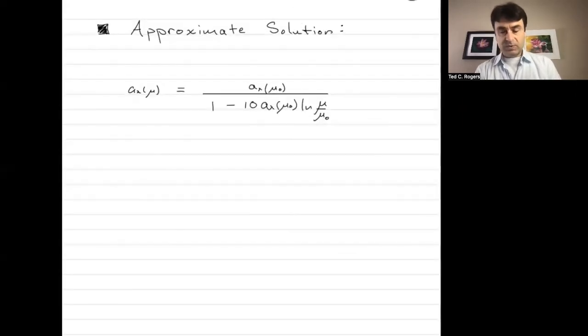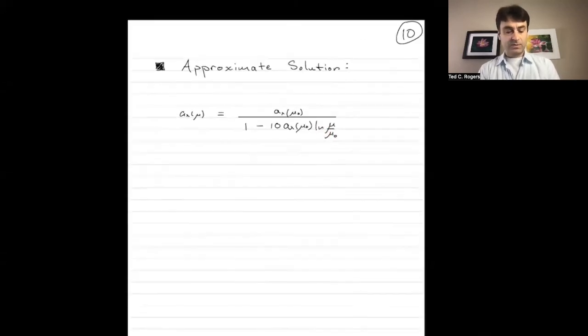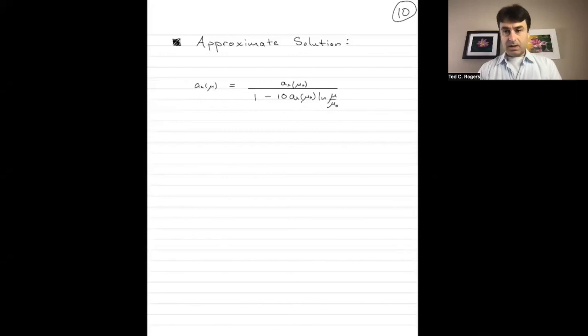And here, mu0 is like a reference scale. So we basically determine what the value of the coupling is at some scale that we call mu equal to mu0. This logarithm vanishes. And once we know the coupling at that scale, we can use this expression to go to higher scales and figure out what the coupling is at the higher scales in terms of the coupling at this reference scale.